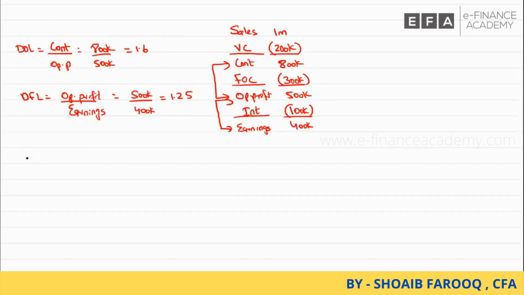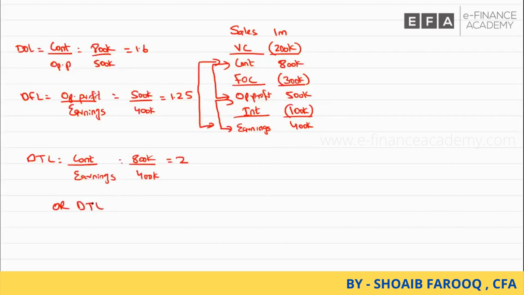If we want to find the total leverage, we can do it in two ways. We can look at the profit before the total fixed cost and the profit after, which is earnings. That's how we look at the total right here. We would say 800K divided by 400K, and that gives us 2. Or alternatively, you could just multiply DOL with DFL, which is 1.6 times 1.25, and the answer you should get is 2.